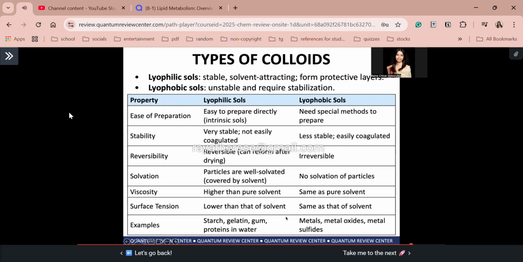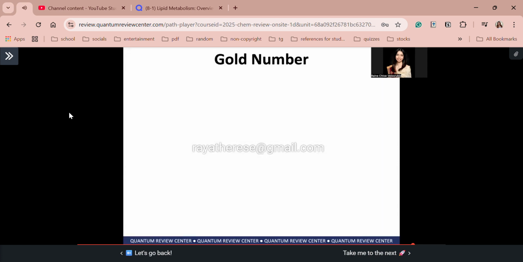Okay? Ang example ng ating lyophilic salts guys are starch, gelatin, gum, and proteins and water. Pag lyophobic salts naman, example natin ay metals, metal oxides, and metal sulfides. Okay? Take note of that, guys. Again, lumalabas din sa board exam ang about sa lyophilic salts and lyophobic salts. Okay? Now, we have this concept we call the gold number.